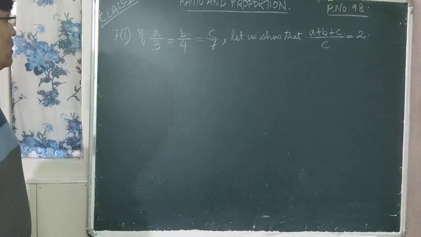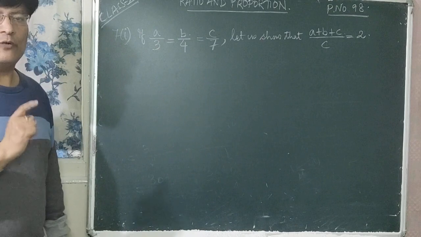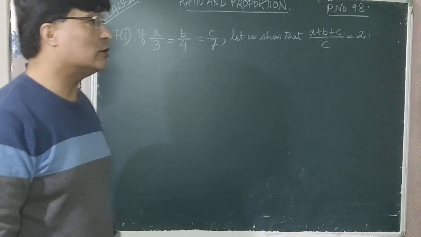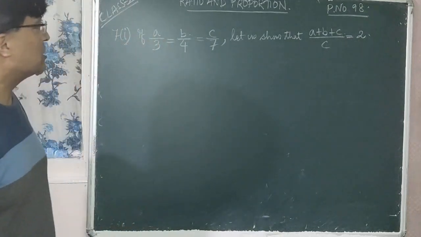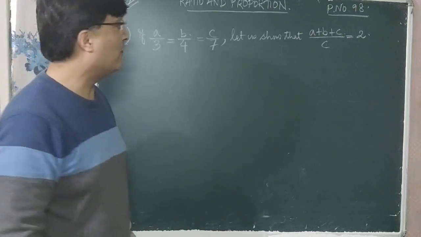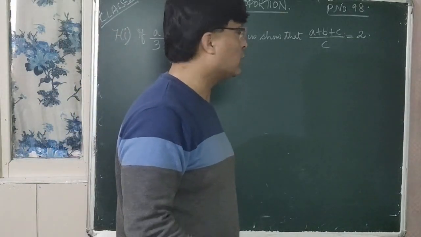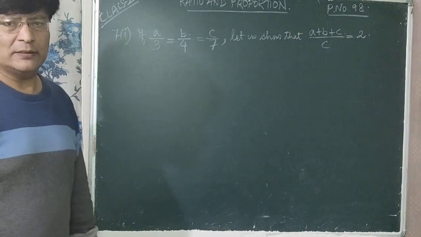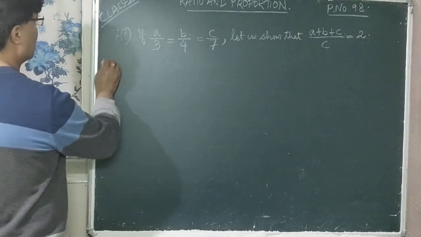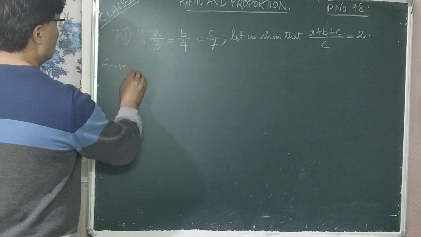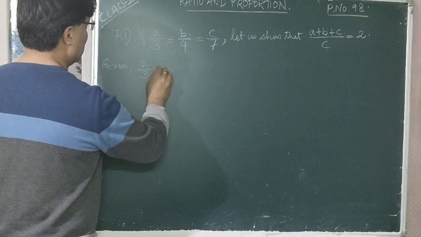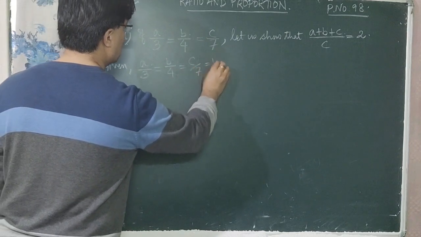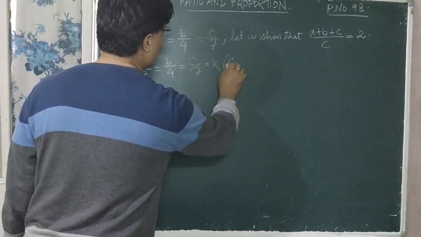So now we are doing question number 1 of question number 7. It is: if a/3 = b/4 = c/7, let us show that the value of (a + b + c) divided by c is equal to 2. So you can use the k method here. So which is the given part here? Here given is a/3 = b/4 = c/7 = k, suppose.